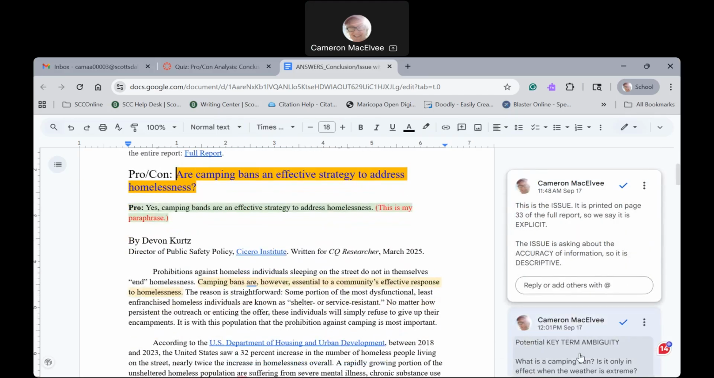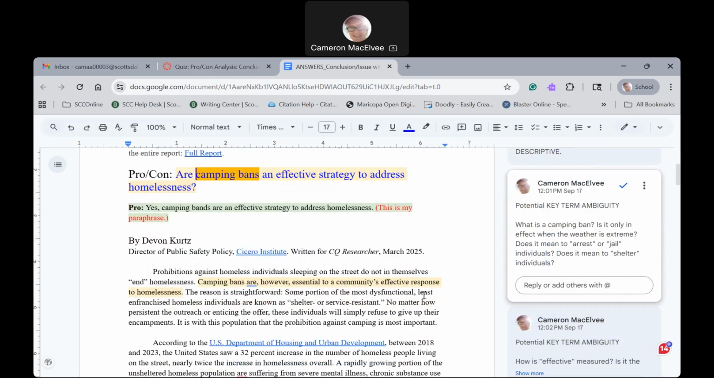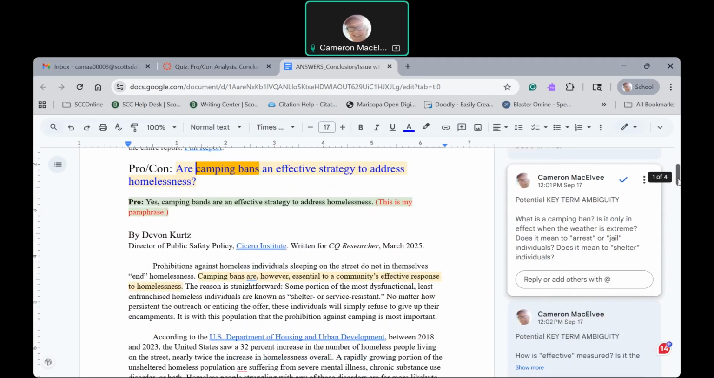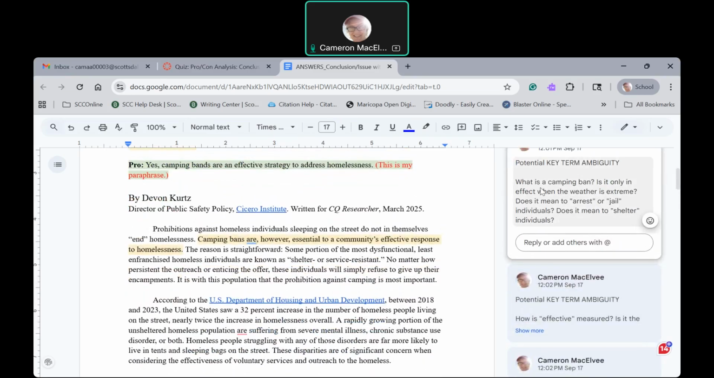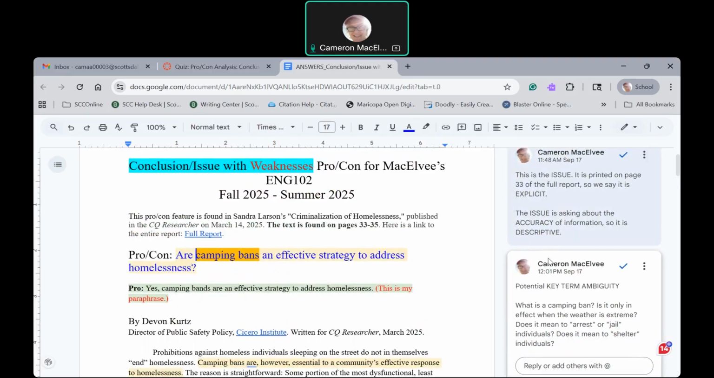We also want to look at the question for possible key term ambiguity. So the first one, this phrase camping ban. As we've analyzed both Devin and Alex's responses, you've noticed that we're not really sure what is meant by camping ban. Is it only putting these into effect when there's extreme or inclement weather? Does a camping ban mean arresting or jailing individuals who are camping in public? Does it mean taking individuals in and sheltering them? We're unsure what that term actually means and what Devin or Alex might mean by it.